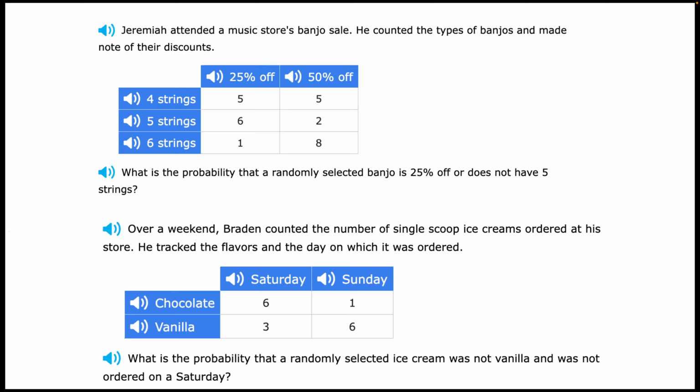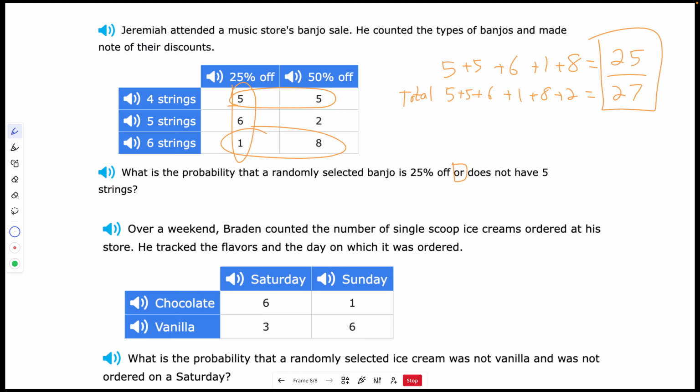Okay, now that you've had time to work these problems, let's check your solutions. Okay, for the first problem here is the work. You should have gotten 25 out of 27. And for the second problem, notice that this was an and question, so it is 1 out of the 16 total. Neither of these answers can be reduced, so we are done with these problems.